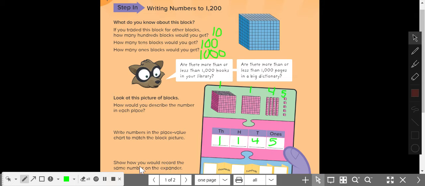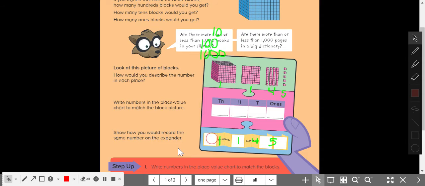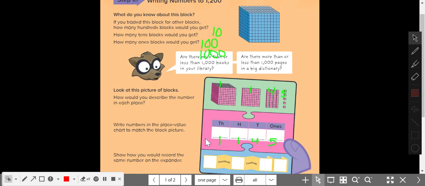Show how you would record the same number on the expander. On this expander, I'm going to write these same numbers because it's just like this thousands chart. I'm still just writing the number of how many blocks there are. So 1 thousand, 1 hundred, 4 tens, and 5 ones. But they've closed the expander, so I can read 1145.